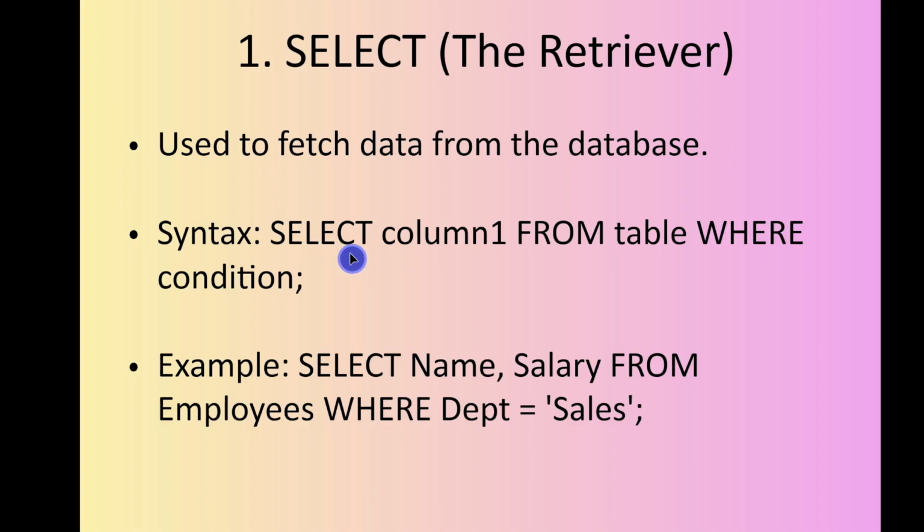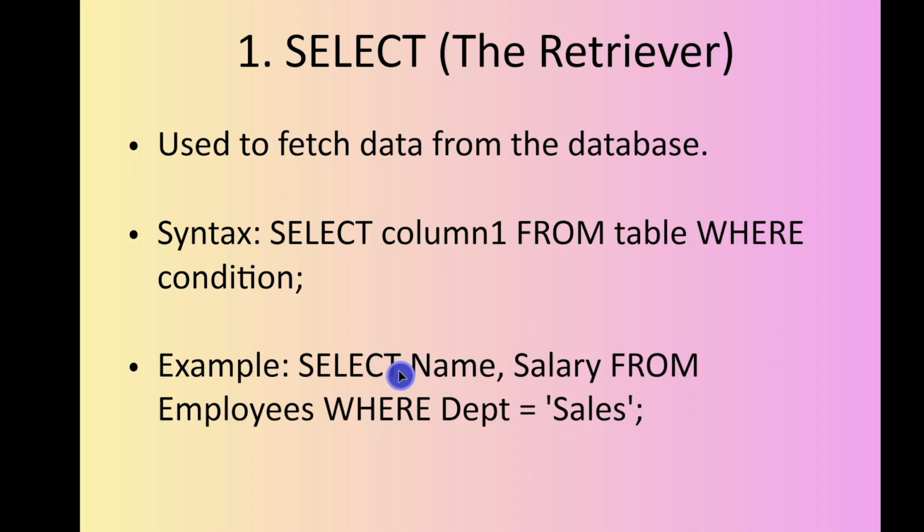So syntax: select, then the column name, and you can have multiple columns here. Select column 1, column 2, column 3 from table, where, and then the condition. So we pass the table name, the column name, and then if we have a condition, for example where the last name is KA or last name is WU or something like that. That's how you use the select statement.